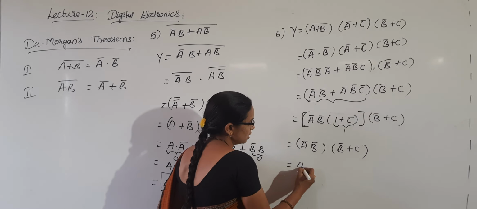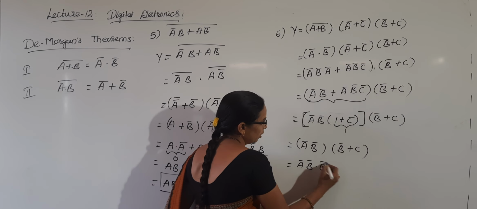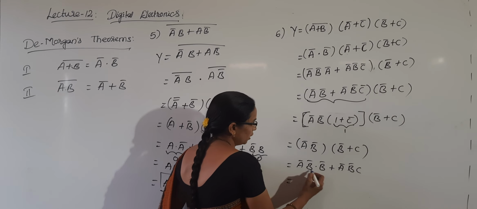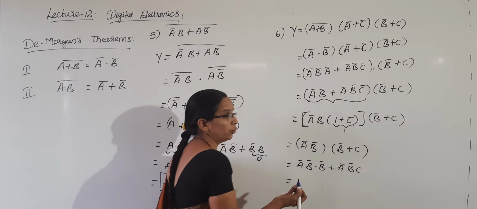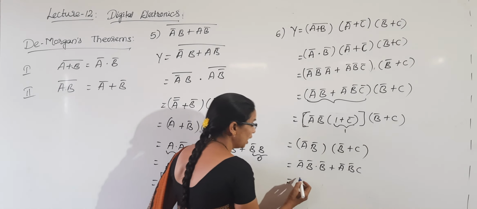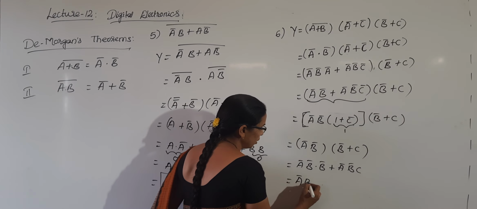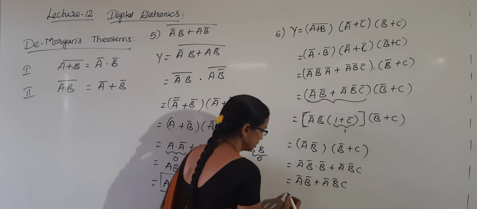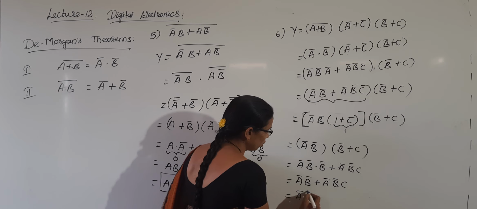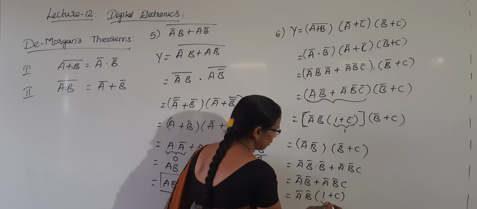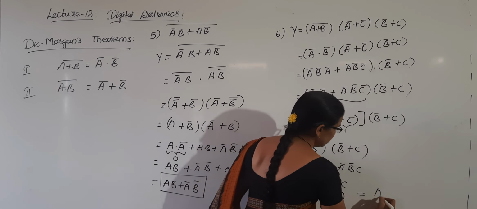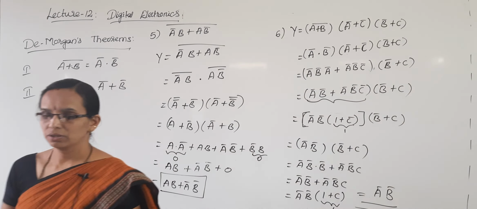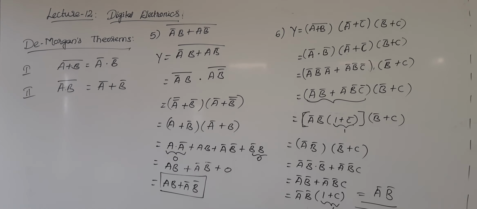If you expand this, a bar b bar into b bar plus a bar b bar c. B bar can be written once, a into a is a, b bar and b bar is b bar, plus a bar b bar into c. If I take a bar b bar common, 1 plus c, 1 plus c is 1, so the final expression will be a bar b bar. Okay.